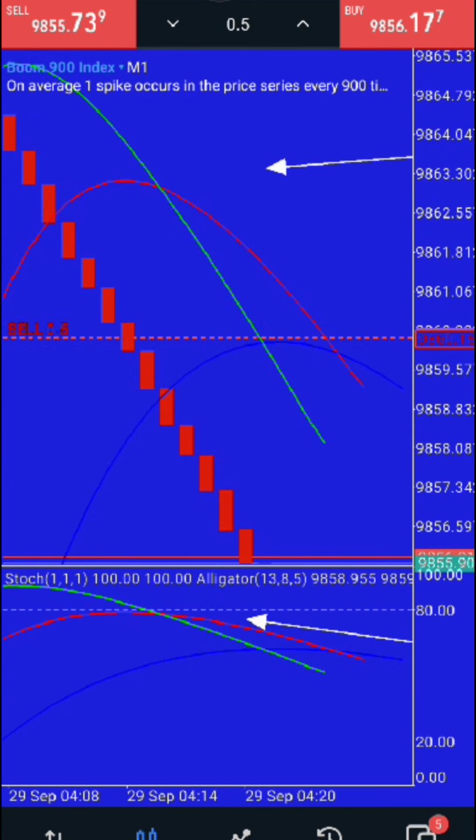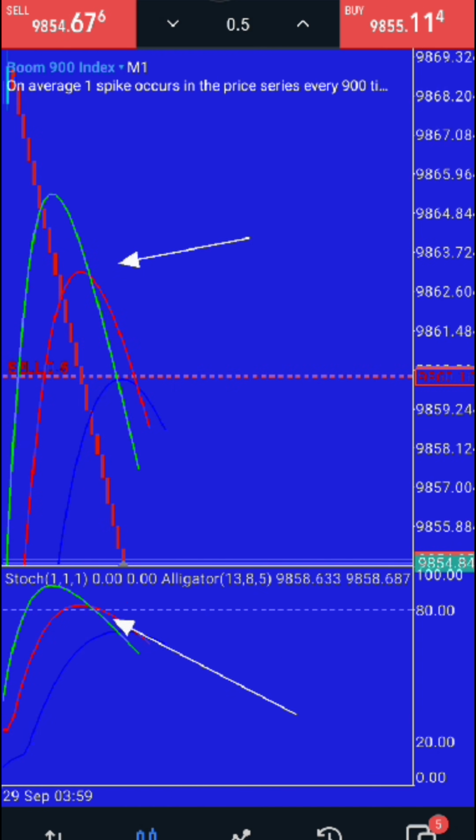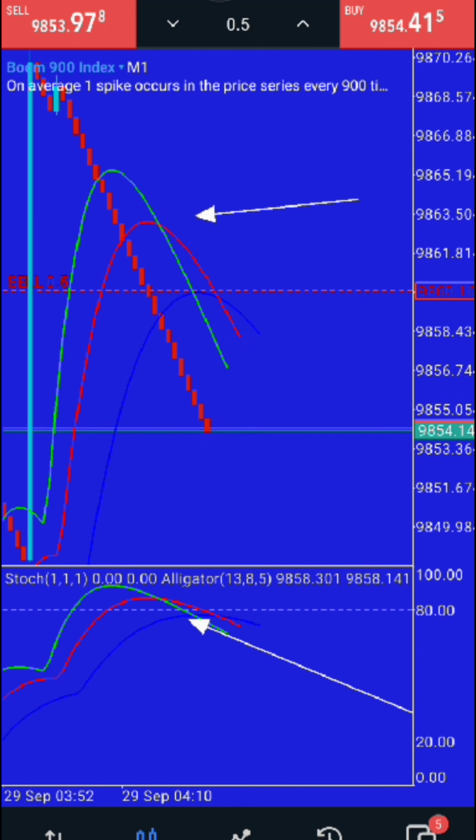Today, I'm going to share with you the most accurate scalping strategy for the boom and crash indices, one that will help you avoid spikes and maximize profits.